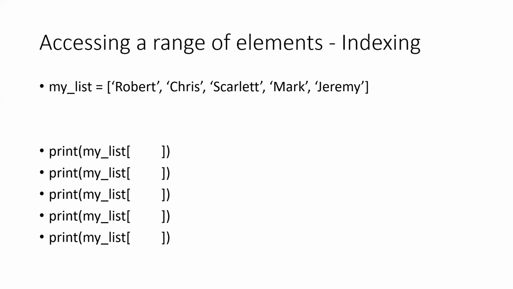So, last slide for us for accessing just one individual element, but there may be cases where we want to access more than one element. Say we want to access from, remember this is 0, 1, 2, 3, and 4. Let's say we want the first two elements. So if you want the first two elements, you should write 0, colon, 2, okay? And this should give you Robert and Chris.